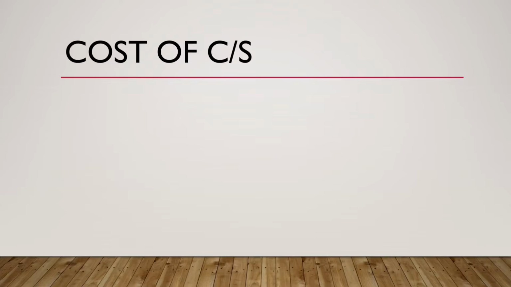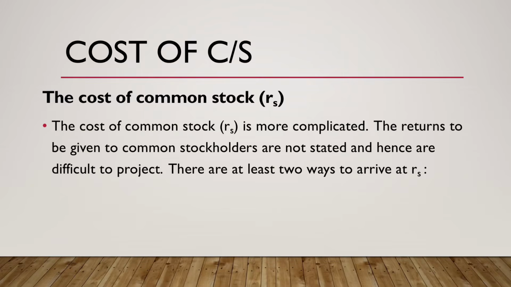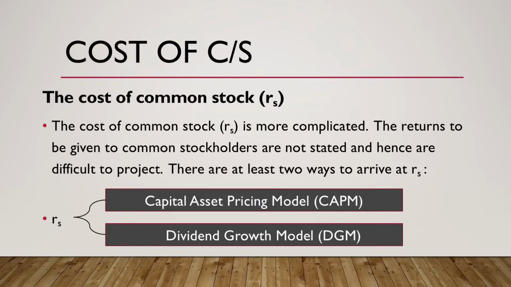Next, let us refer to the cost of common equity. As for the cost of common stock, R sub S, it is more complicated. The returns to be given to common stockholders are not stated and hence are difficult to project. There are at least two ways to arrive at R sub S. We have the capital asset pricing model, CAPM, and the dividend growth model, DGM.